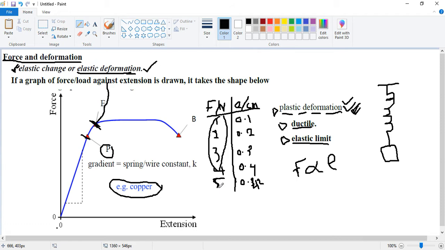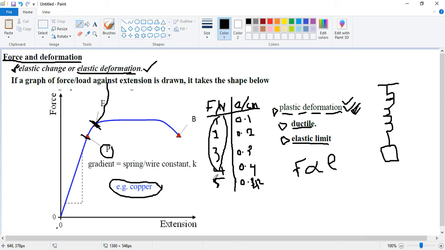That's why we say the material is deformed permanently. So it will be an irreversible deformation. It is said to undergo what we call plastic deformation, or to have what we call a plastic behavior.